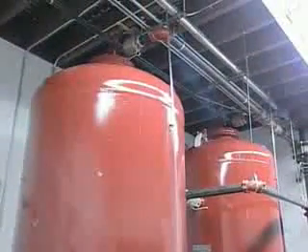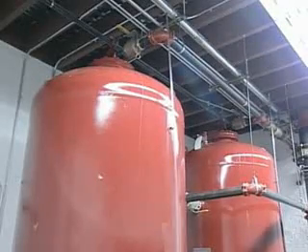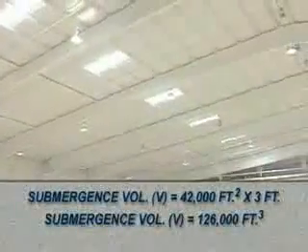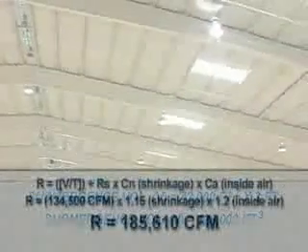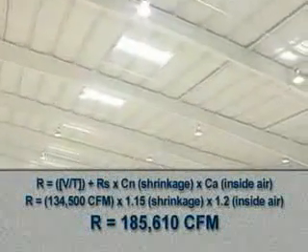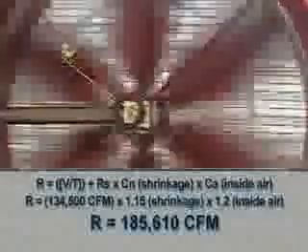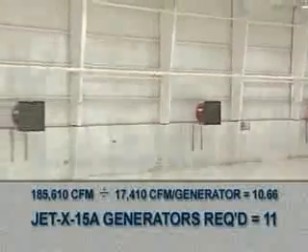A directly connected reserve supply of foam equal to the main supply is also required in NFPA 409. Based on the size of the hangar, the submergence volume was determined to be 126,000 cubic feet. In addition to the discharge duration and presence of sprinklers, normal foam shrinkage and 20% for the use of inside air must be factored into the total system output requirements. With 75 psi available at each generator inlet, the system required 11 JetX foam generators.